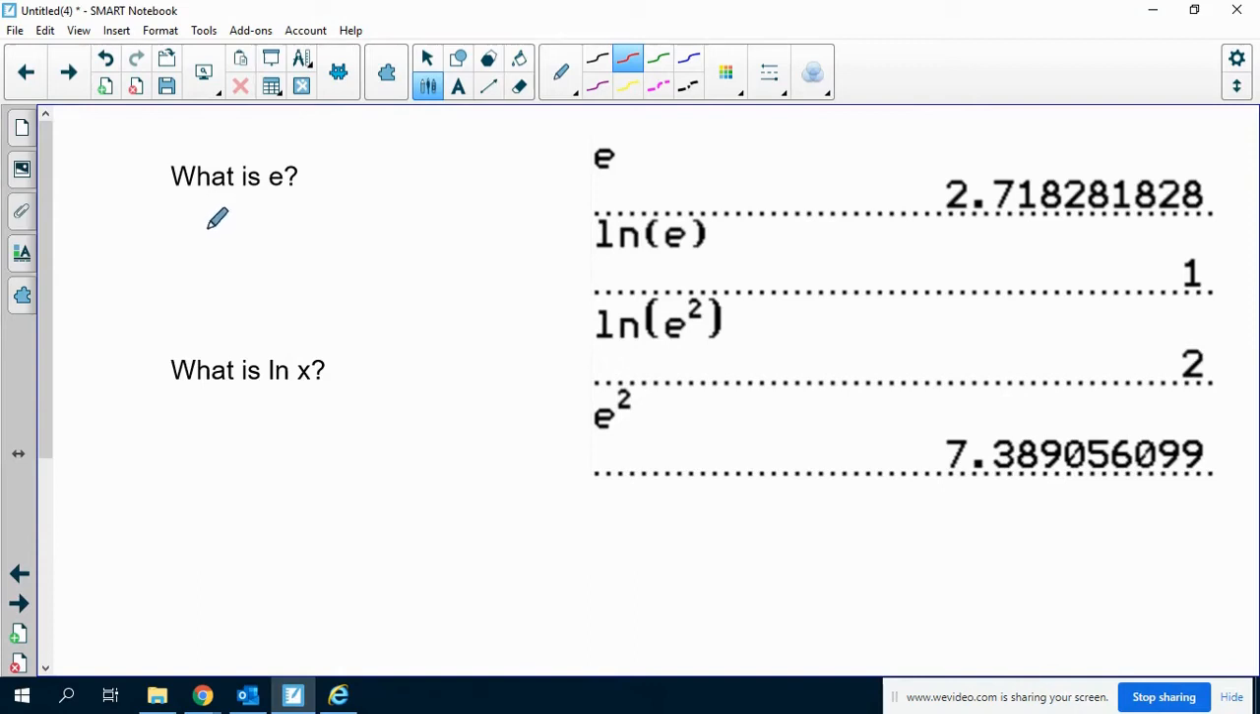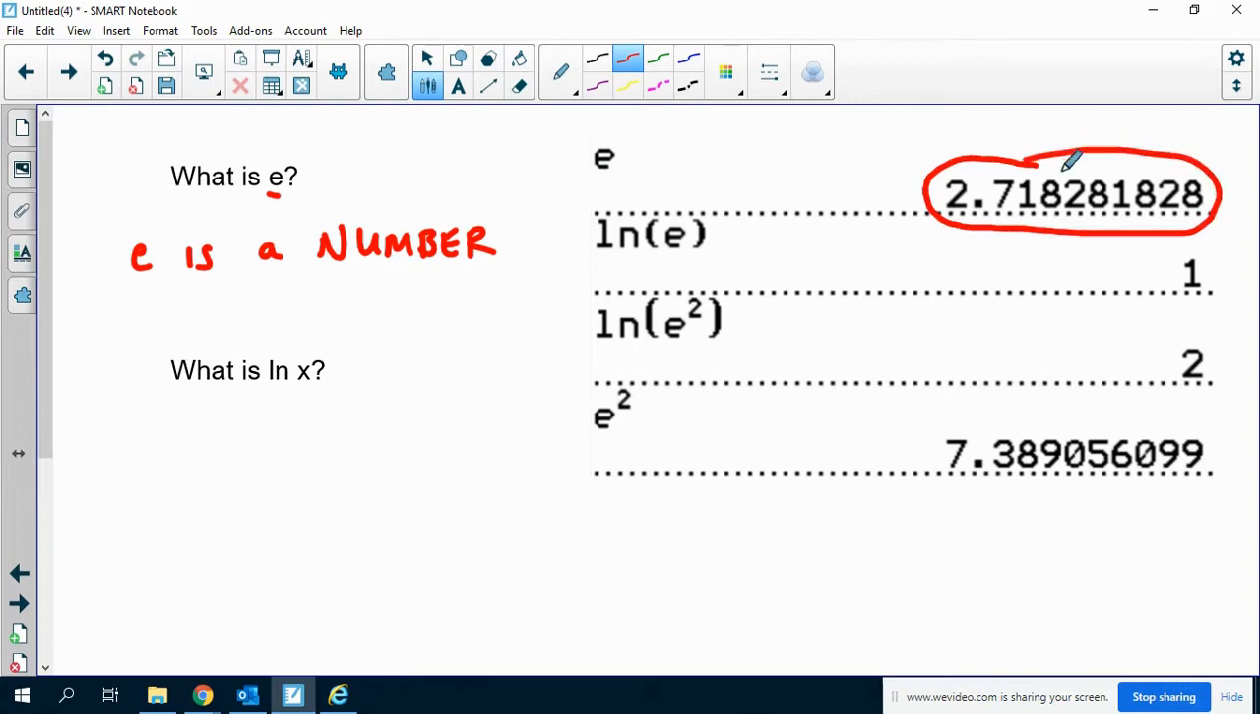This quick video is going to tell us about this number e. I think that's the big thing that we have to understand. e is a number. e is just a number. So if I type e in the calculator, I get this number. It's a long number, and the decimals keep going forever. It looks like there's a pattern, but there actually isn't a pattern.